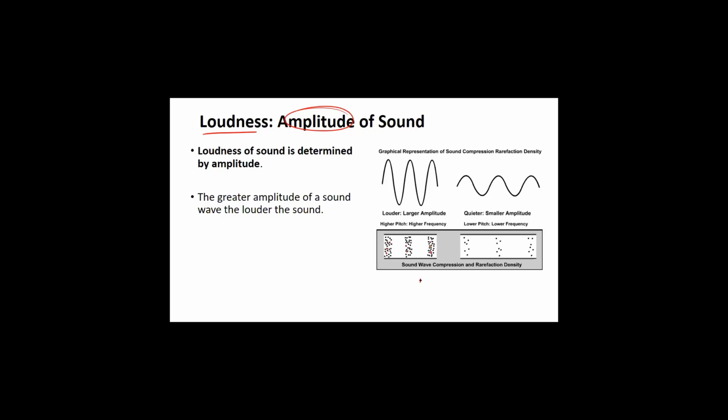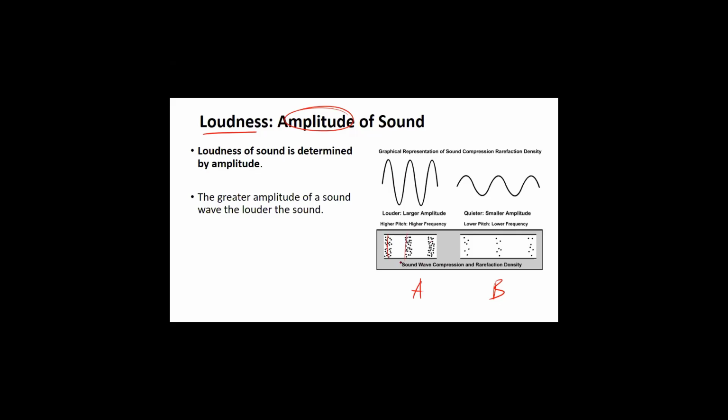So if I was taking a look at this and I said this was A and this was B, which of those two waves would be louder? A or B? Based on density, which could be graphed as this. Which one has more density? A. Which one would be perceived as having a higher frequency or higher pitch? Yeah, it would also be A.